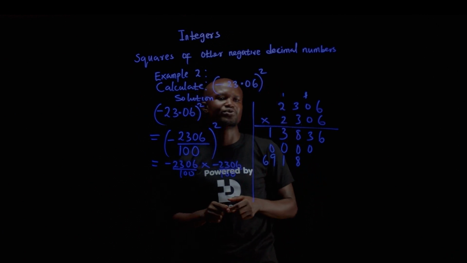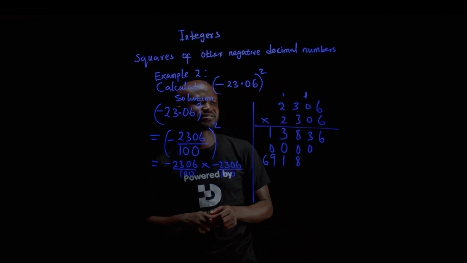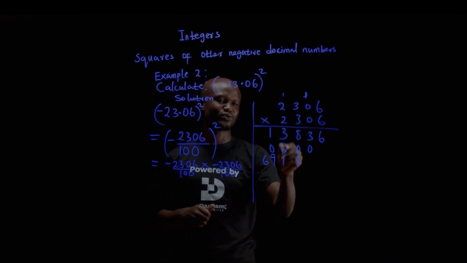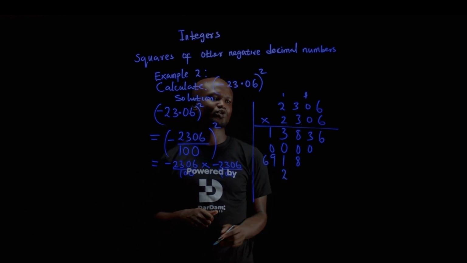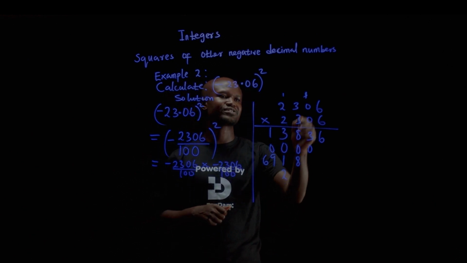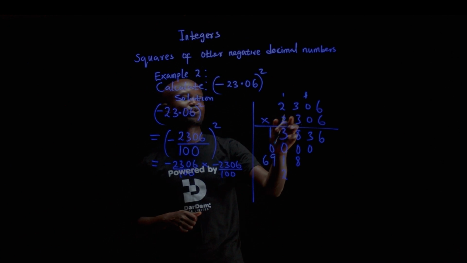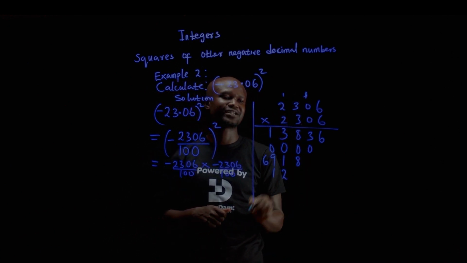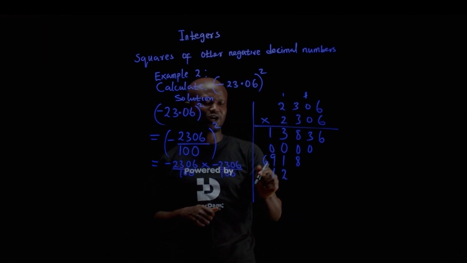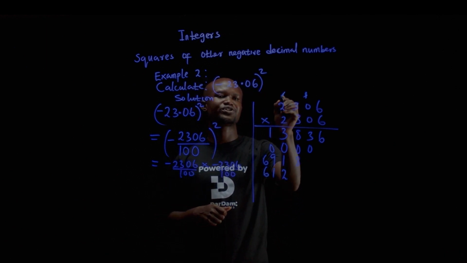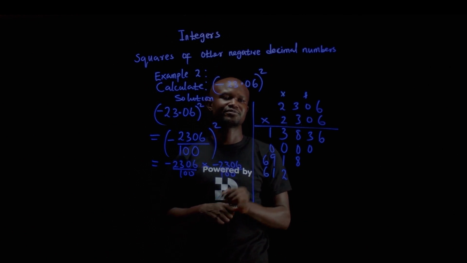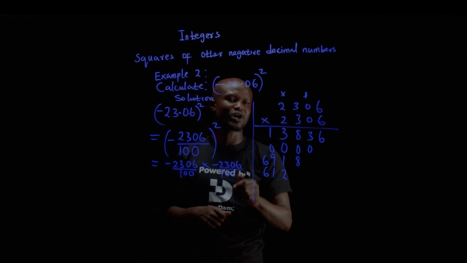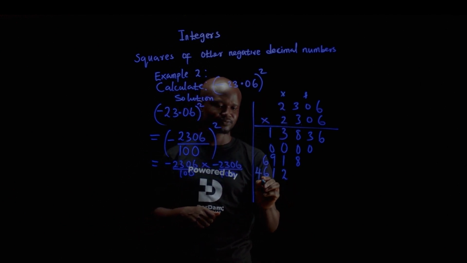Now, the next number to use is what? Is 2. 2 times 6, what do we have? 12. Look at the position. So we have 12. We carry what? 1. 2 times 0, what do we have? 0. 0 plus 1, what do we have? 1. Now, 2 times 3, what do we have? 6. We did not carry any number. Take note. So 2 times 3, we have 6. Now, 2 times 2, what do we have? 4.